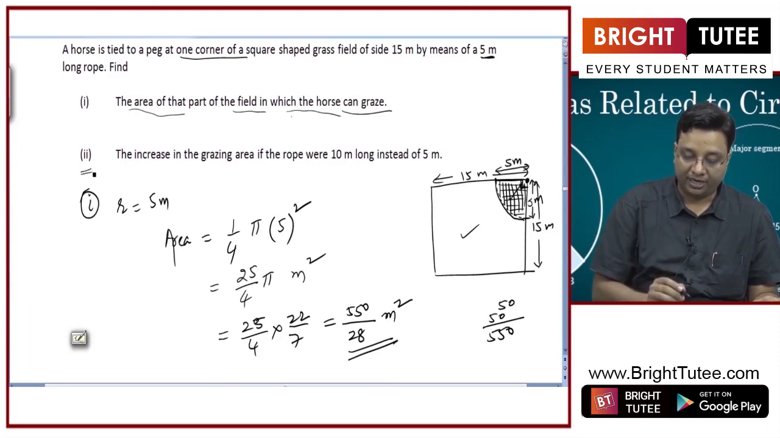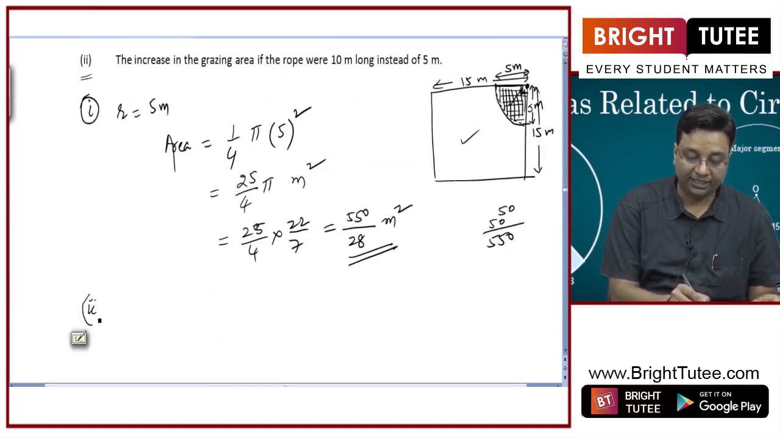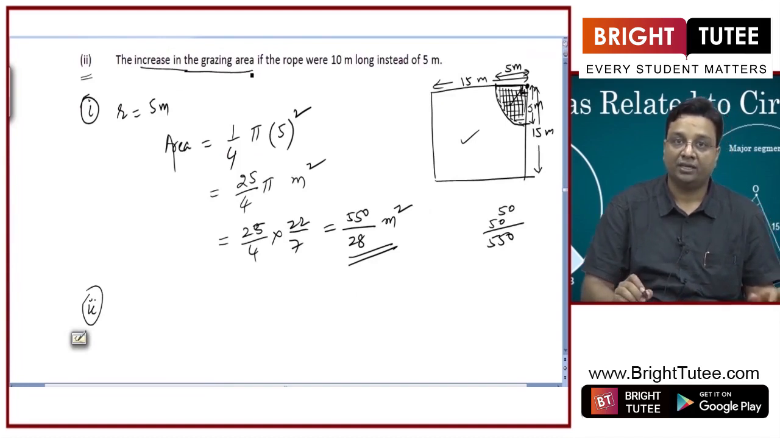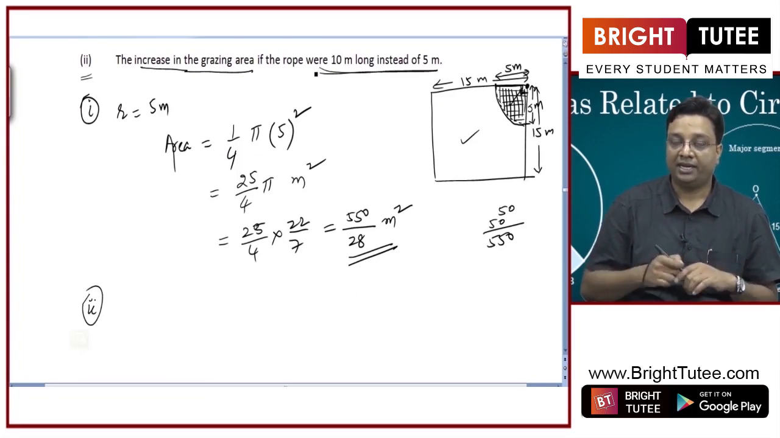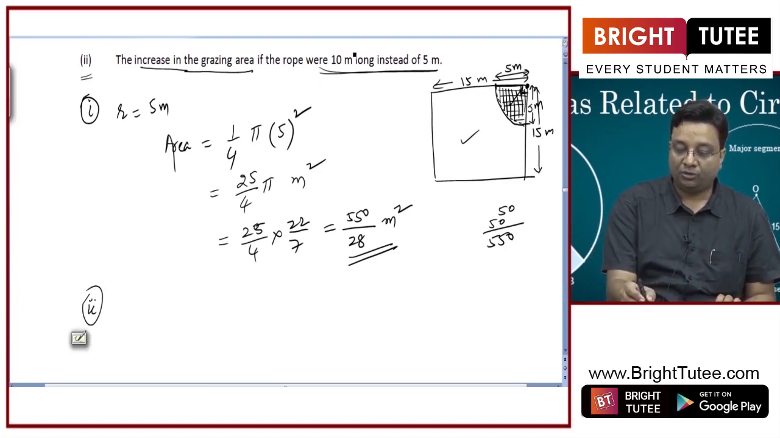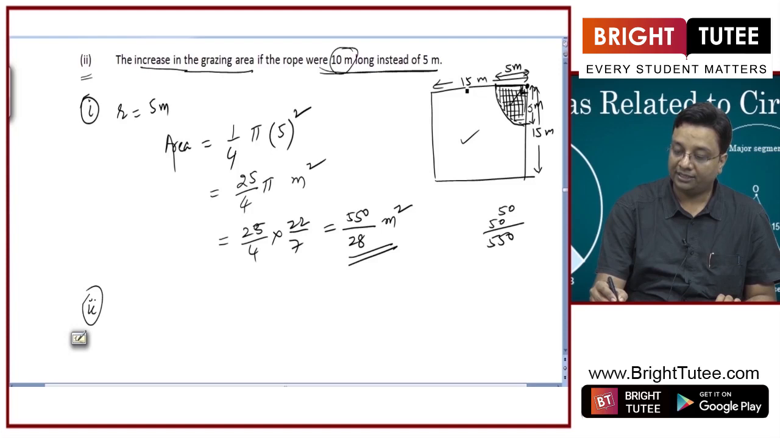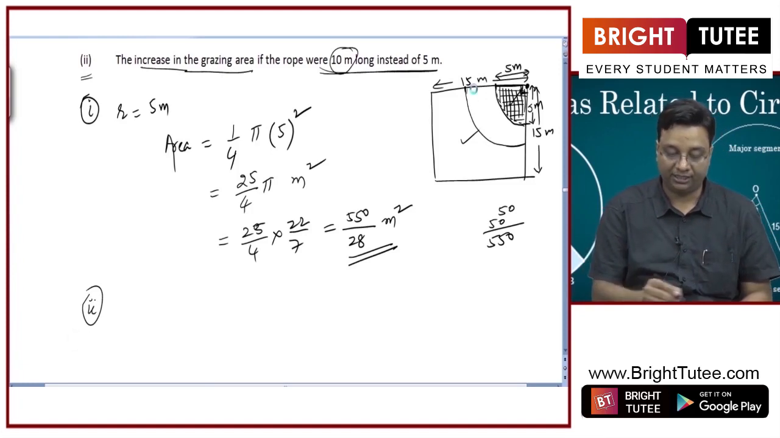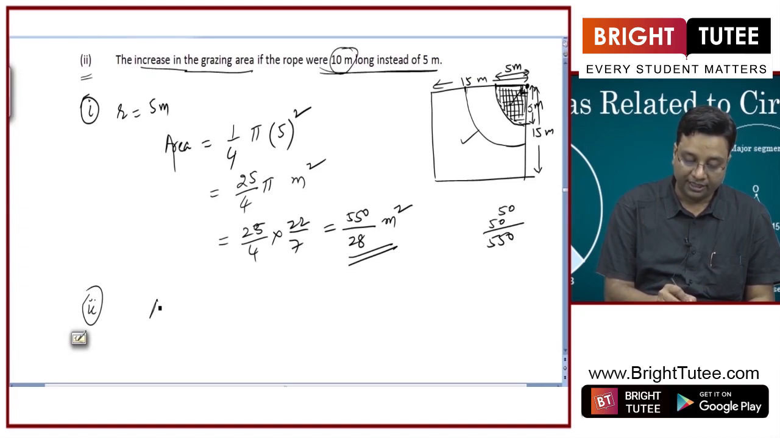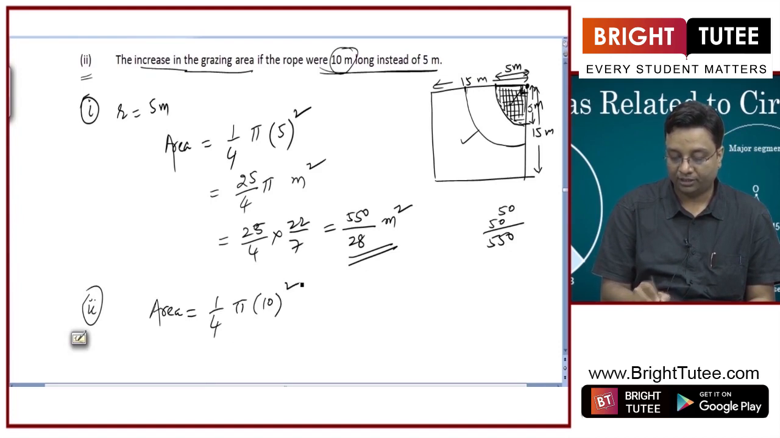Right. So second part wants us to calculate the increase in grazing area. So we will find the new area as per the new dimensions given, and then we will subtract the old area from it to find the increase. So now the rope is 10 meter long, so the horse can graze up to this area. So this time, again this is a quadrant of a circle, but the radius of this circle is 10 meters. So the area is 1/4 pi 10 square now, and this is in meter square.